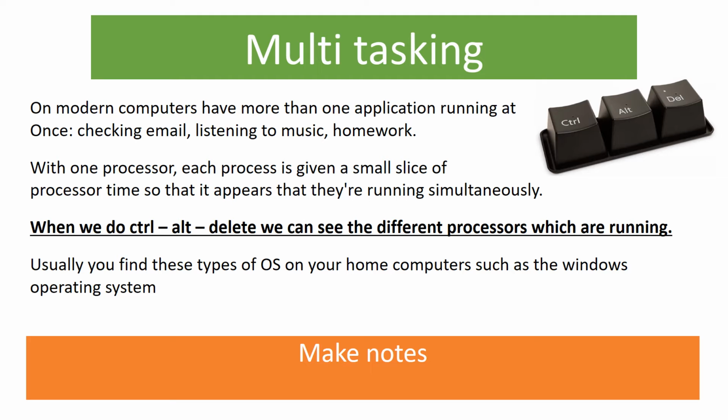If we press Ctrl, Alt and Delete on our keyboard, we can actually see which processes are running. And you usually find these types of computers and operating systems on home computers.